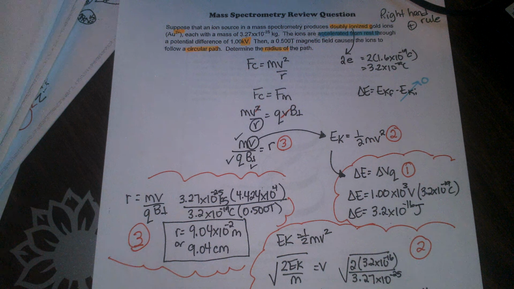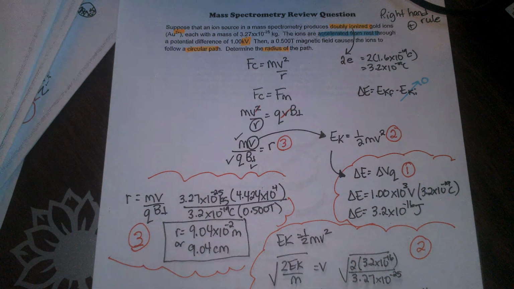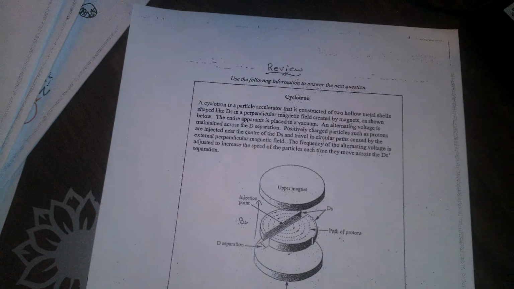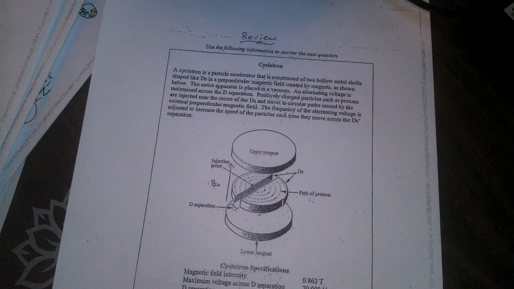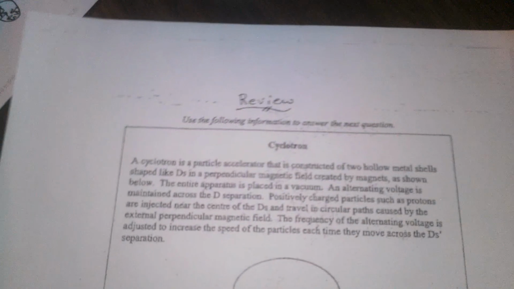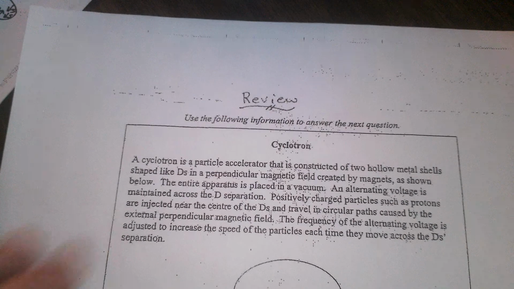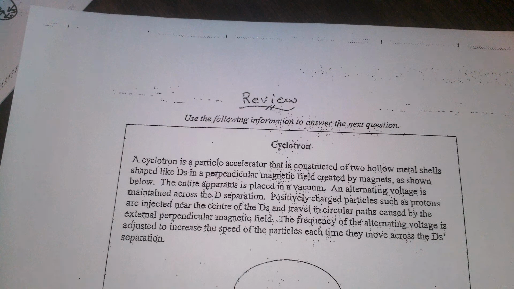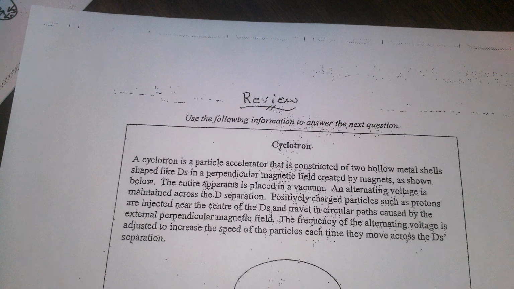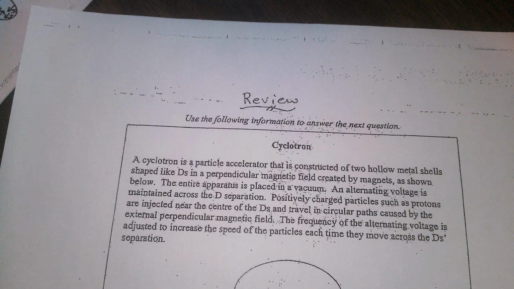I'm going to leave the last one, the cyclotron one, for you guys to solve. The answer is in Google Classroom inside the teacher notes. But let's just look at this one because there's some concept questions that go with it. It says, a cyclotron is a particle accelerator that is constructed of two hollow metal shells shaped like Ds in a perpendicular magnetic field created by magnets, as shown below. The entire apparatus is placed in a vacuum.